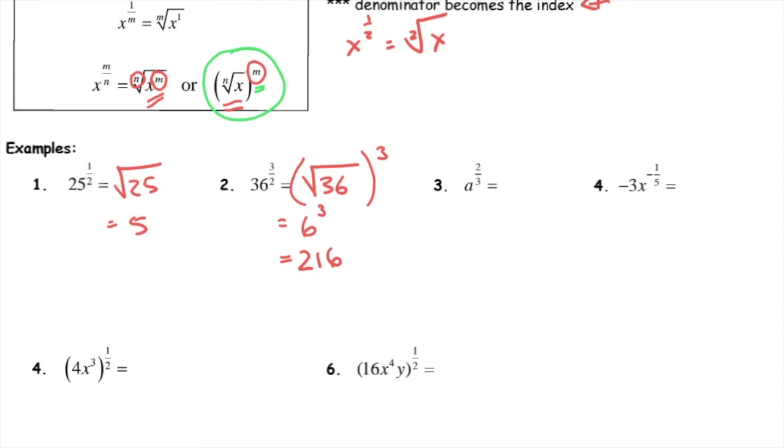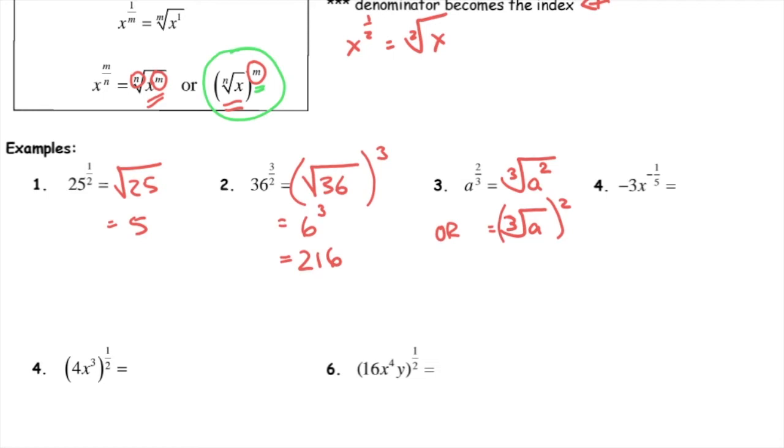So in this case right here, with a base of a, I'm not going to be able to get very far. But I know that this is going to be the cube root of a squared, or it's going to be equal to the cube root of a, squared. Either one of those is good.